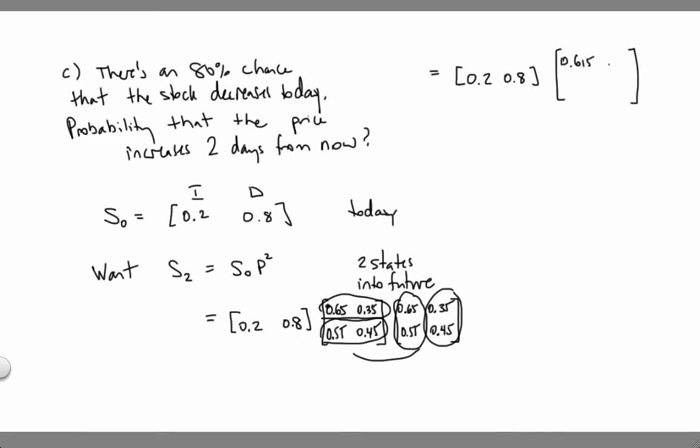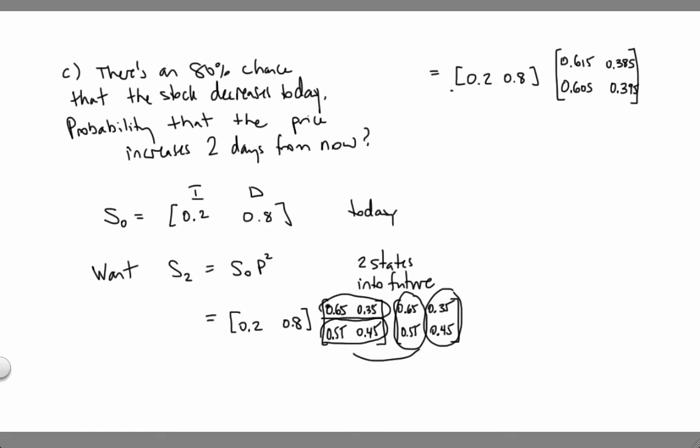0.615, 0.385 is our top row, bottom row 0.605 and 0.395. And if you feel like doing a little double check here, if you're unsure about the numbers, remember that the rows should add up to 1. So if you're seeing that, that's some evidence that you're on the right track there.